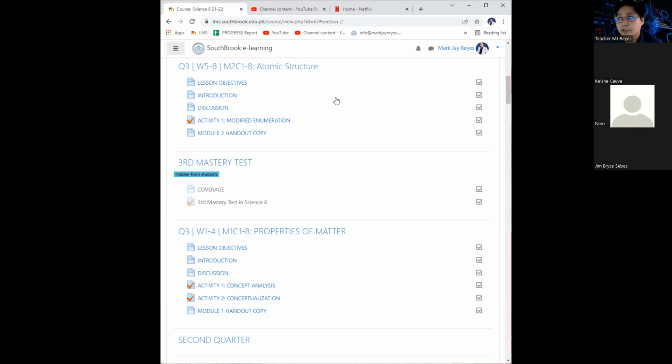For the examples of these protons, neutrons, and electrons, I will be giving them by the next meeting. Even the electron configuration. Examples for the electron configurations will be given by next meeting. Let's stick with the introductory videos that I actually gave to you, and of course, the activity for today.